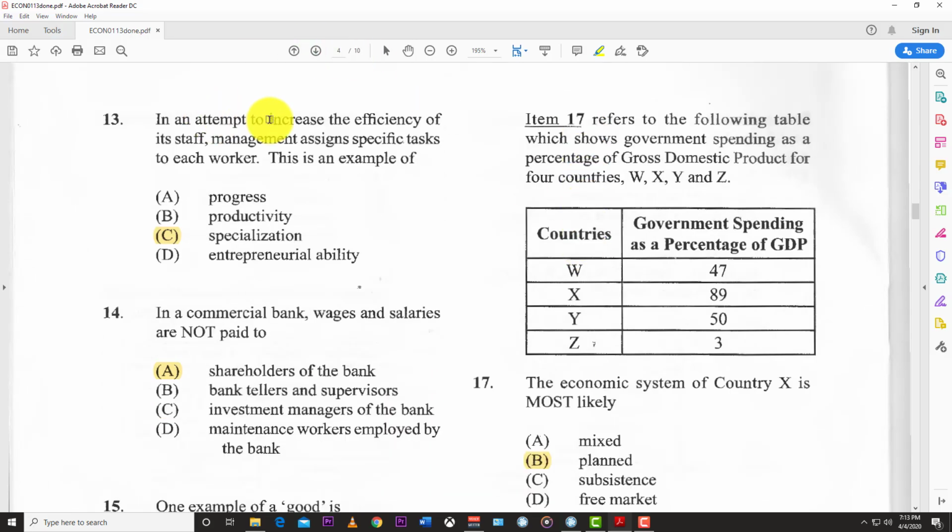Number 13, in an attempt to increase the efficiency of its staff, management assigns specific tasks to each worker. This is an example of, and the best answer here is specialization. Specialization is where you are assigned specific tasks that you become very, very good at.